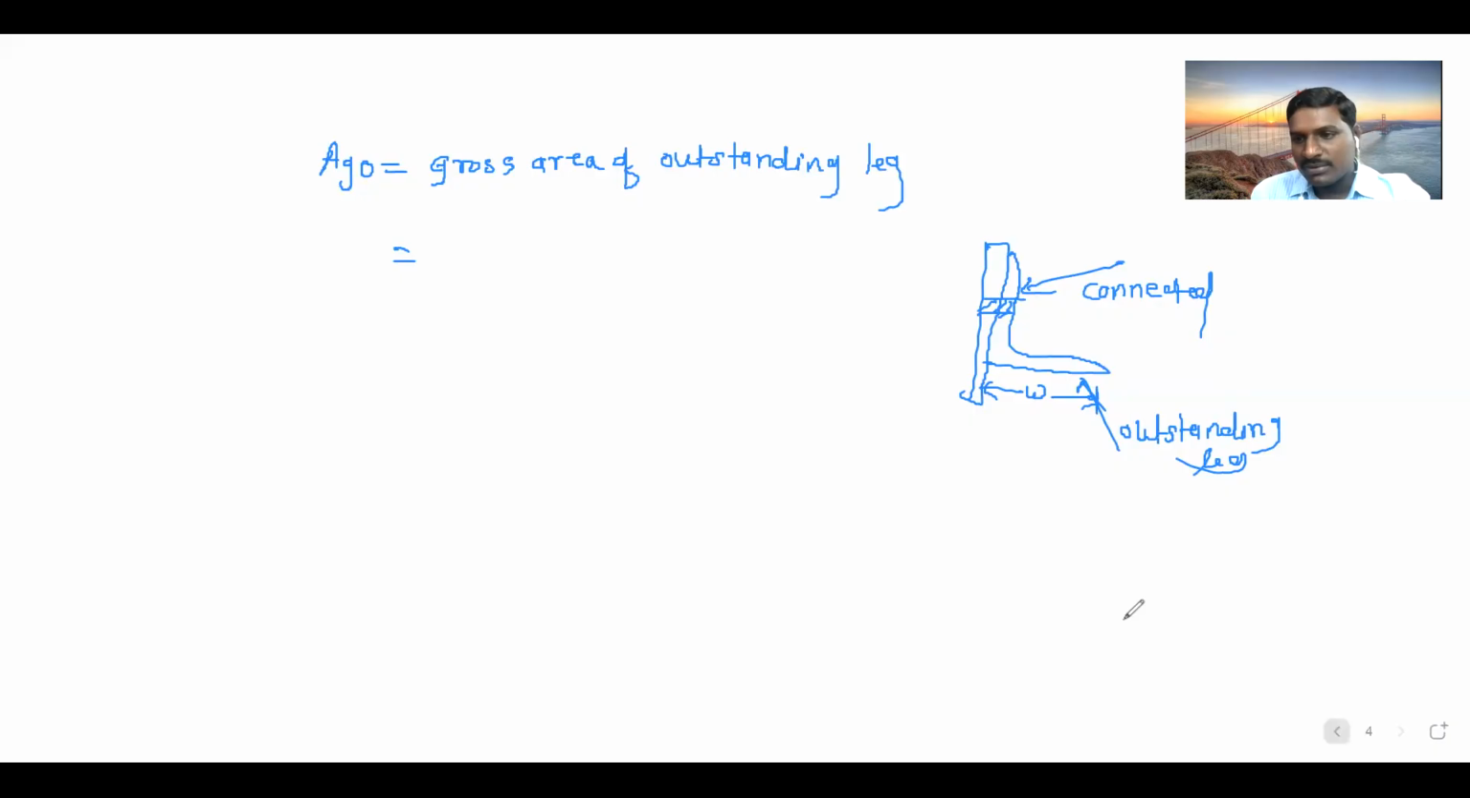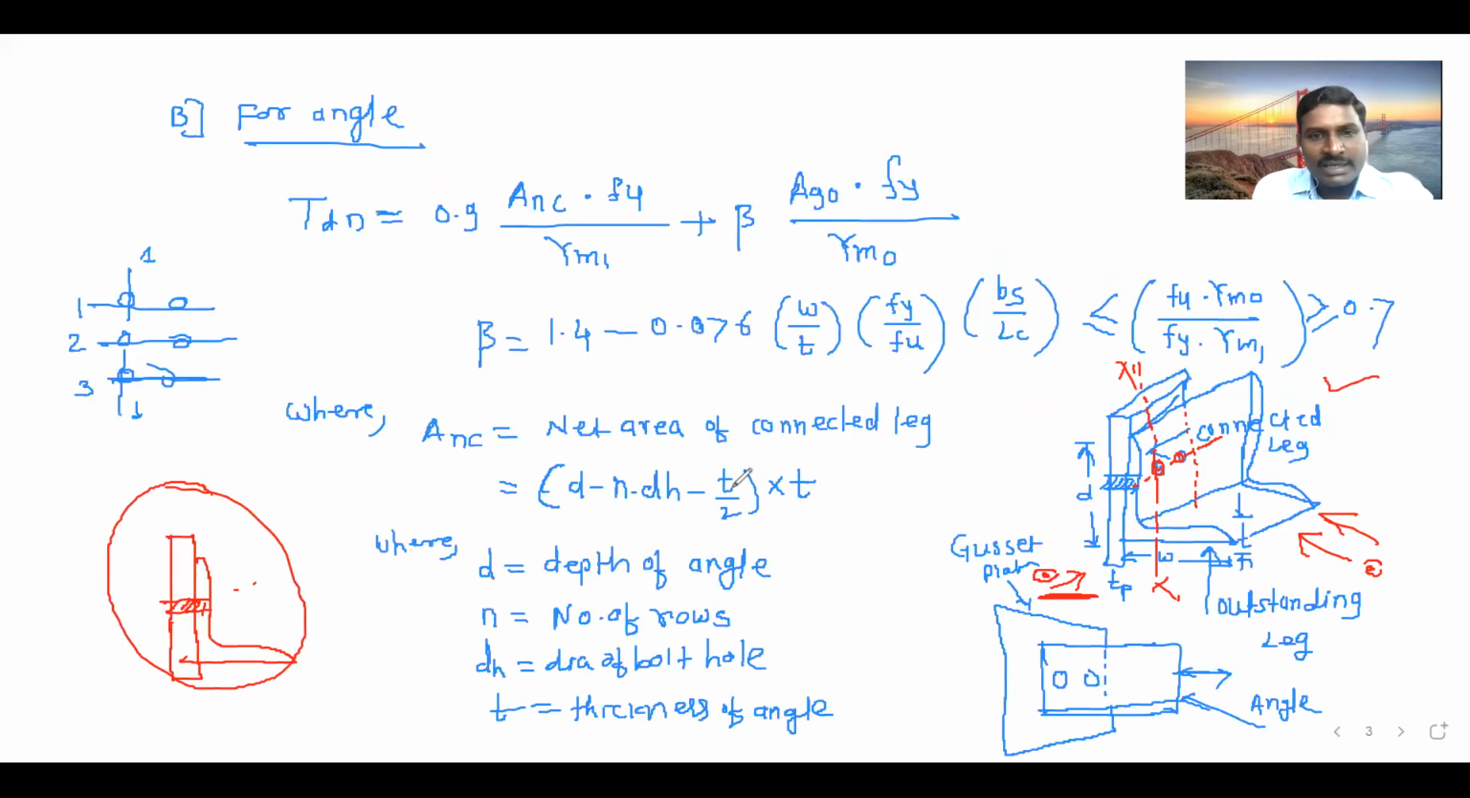So one thing I forgot to tell you. Here, why T by 2? In the formula of ANC, I have minus T by 2 here. That I told you to forget. Because this is not a shape like this.